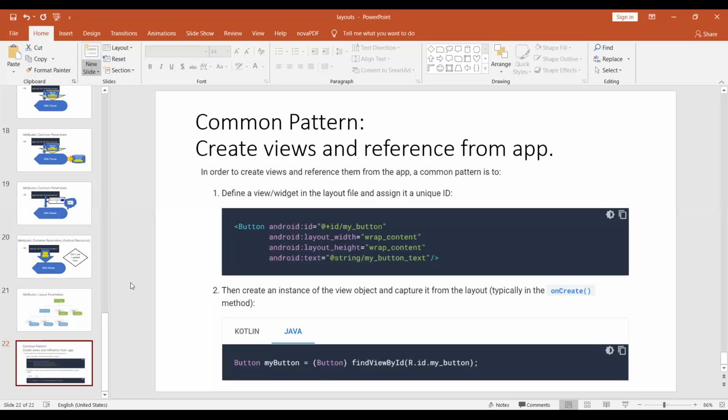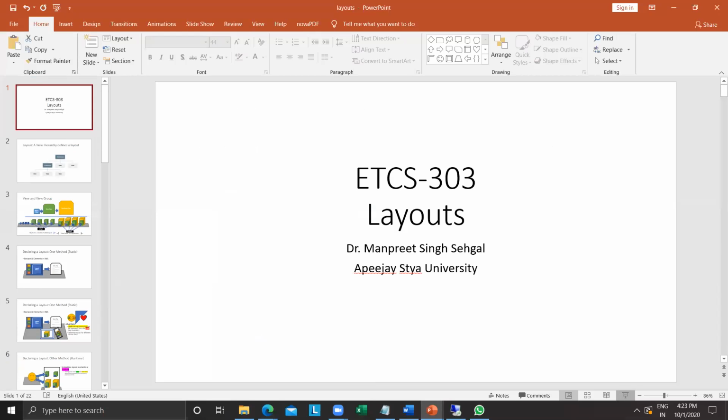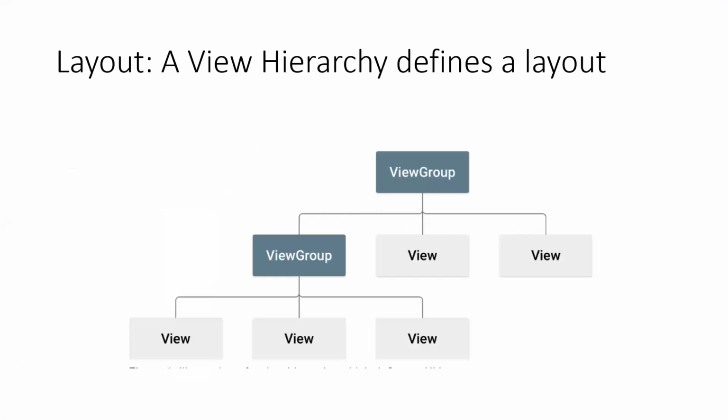Let's start from the beginning. This is as far as the layout is concerned. We have already seen this kind of tree earlier when we were talking about view presentation. It talks about the hierarchy of a view group and a view. So your entire user interface can be represented in the form of a tree like this. A view group consists of a view group and other views.